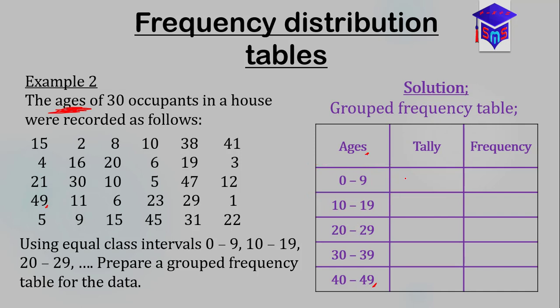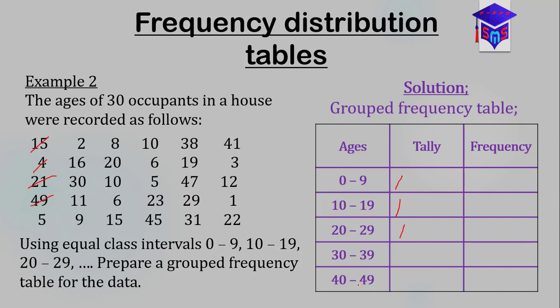But in any case, someone can decide to go that way. The first one is 15, so I have to come and put a tally. 15 will fall in the interval 10 to 19, so I'll tally like that. The next one is 4, which will fall within 0 to 9, so I'll tally. The next one is 21, which will fall in the interval 20 to 29, so I will tally.